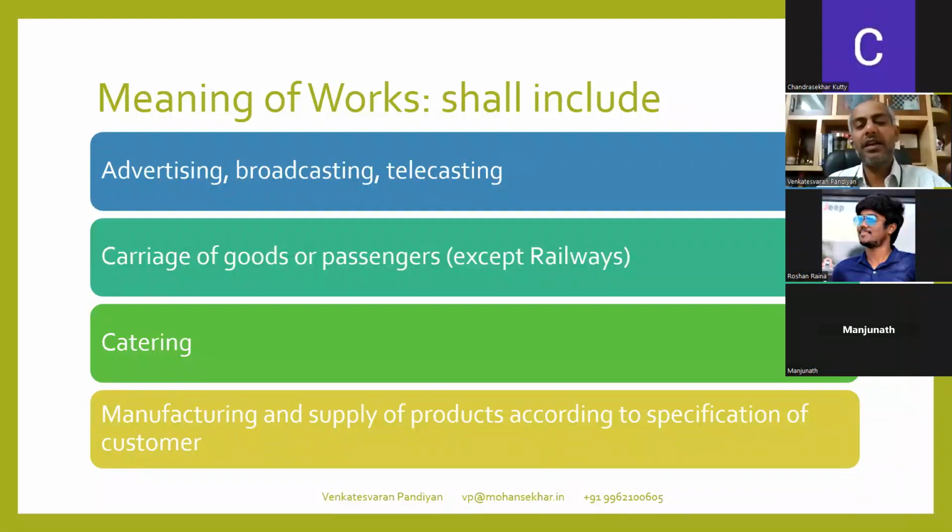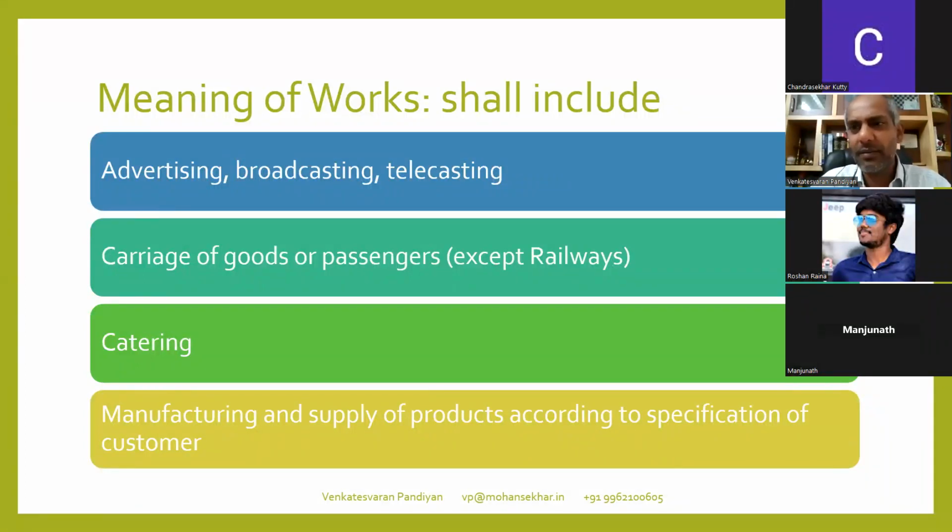They specifically say it includes advertising, broadcasting, and telecasting. Essentially, if you give any work for advertising, then TDS becomes deductible on those payments. Very important is the carriage of goods or passengers. So when a payment is made to a goods carrier or a passenger carrier, let's take the case of Hosur.